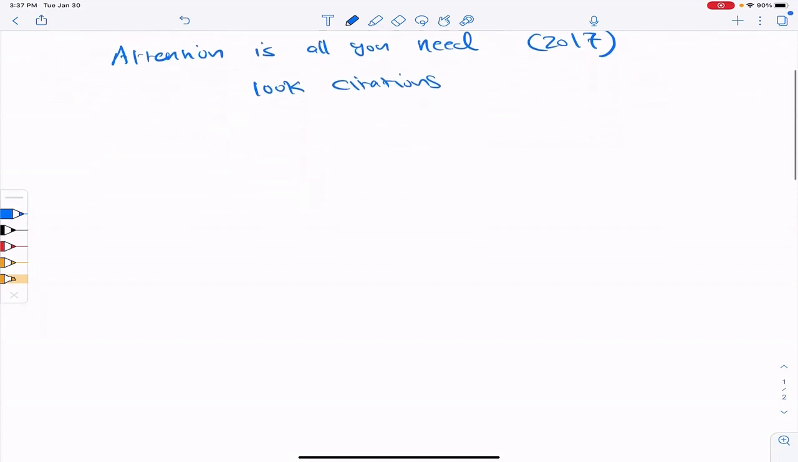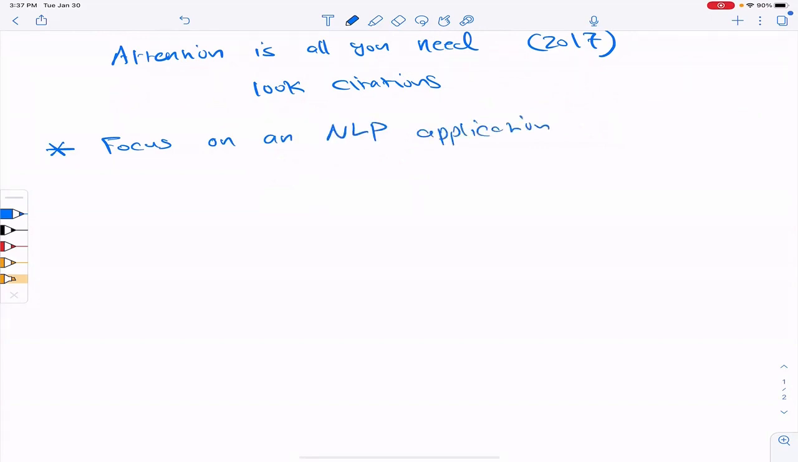All right. We are going to focus on an NLP application, which is translation. But transformers have been used in a variety of different domains and applications. In fact, perhaps at the end of today's lecture or next lecture, I'll talk about vision transformers. Basically, a similar architecture applied to image domains and vision applications.